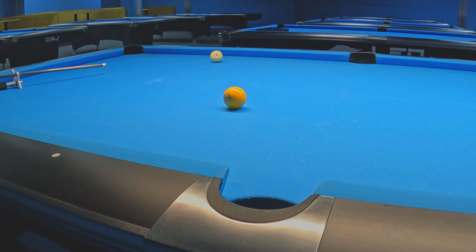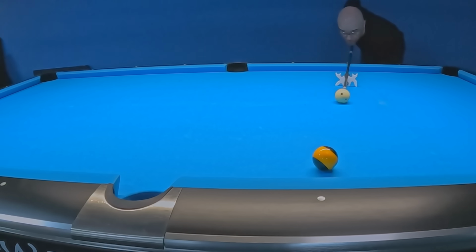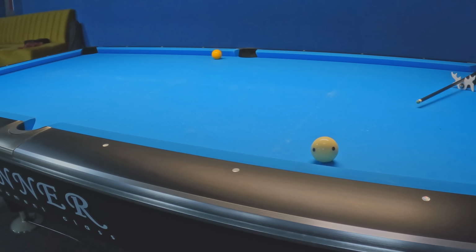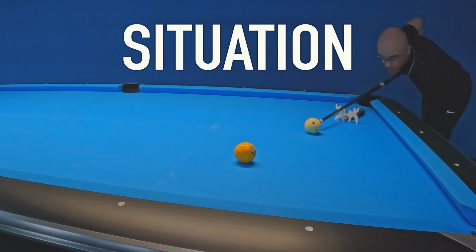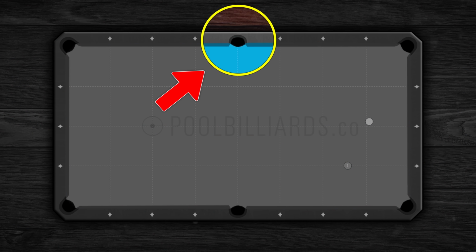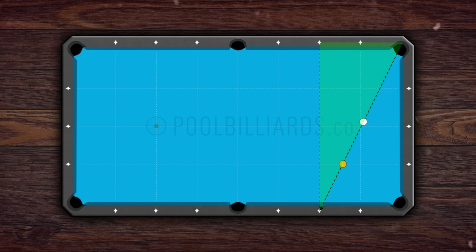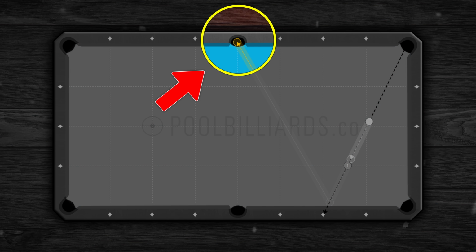First thing we need to understand is angle of incidence and angle of reflection, and what factors affect the trajectory of the balls. Take a look at this situation. I need to play a one-rail bank shot into this side pocket, and if we draw a straight line through the center of both balls and we mirror it, then we will get a natural line illustrating in which direction the object ball will go.